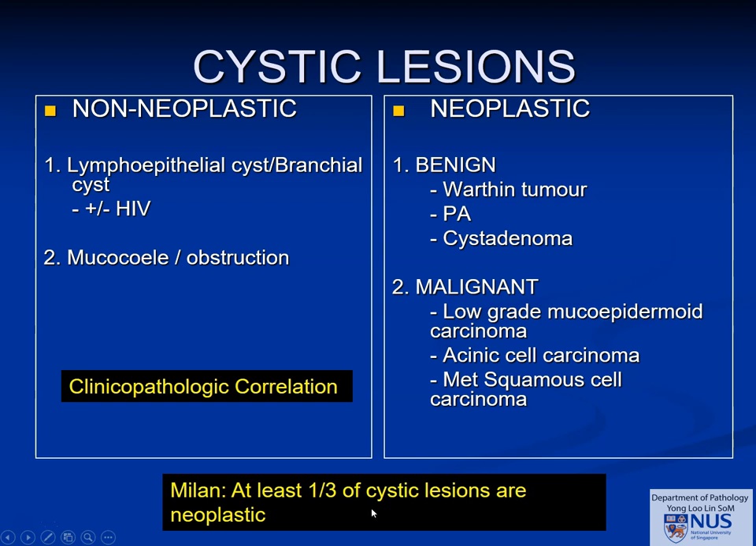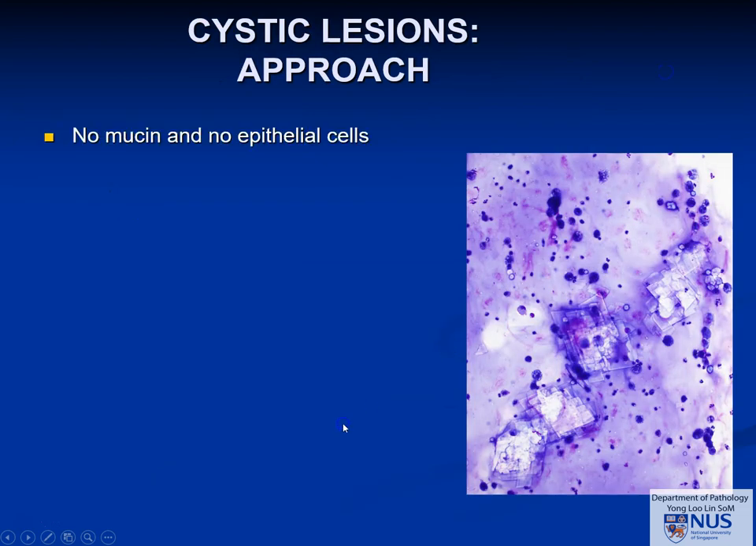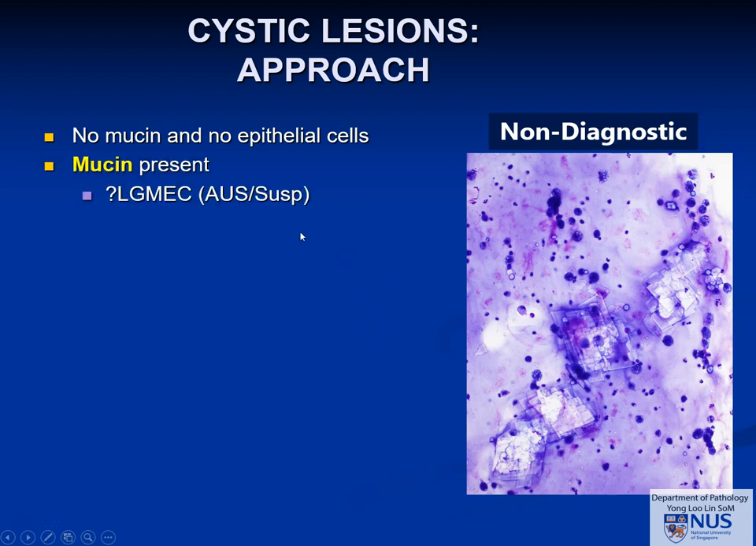So it's important to take note that a significant proportion of cystic lesions in salivary glands are actually neoplastic, although most of them end up being benign, such as Warthin tumor. The approach would be to look for mucin and to look for epithelial cells. If you see neither, just granular or proteinaceous material, cholesterol crystals, and macrophages, then this will go into the non-diagnostic category. If you see mucin, this could be a low-grade mucoepidermoid carcinoma, depending on the epithelial component. You can then categorize this.